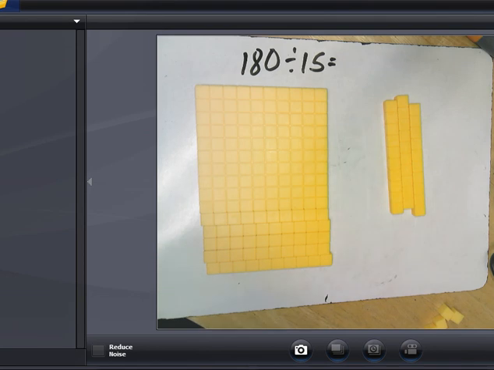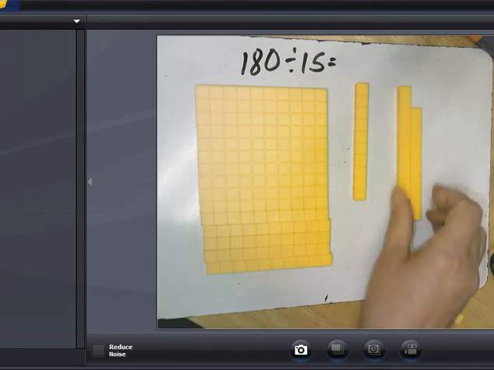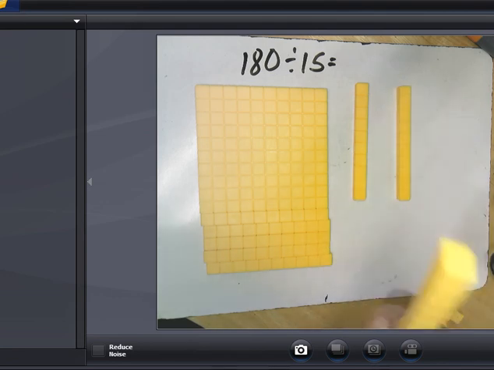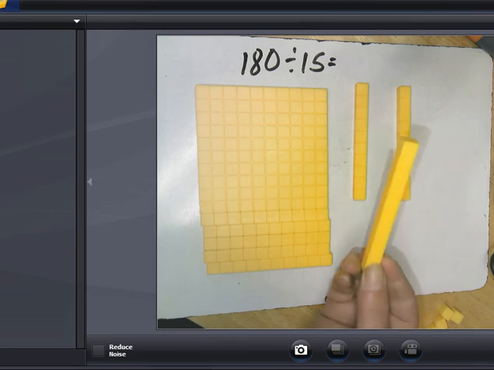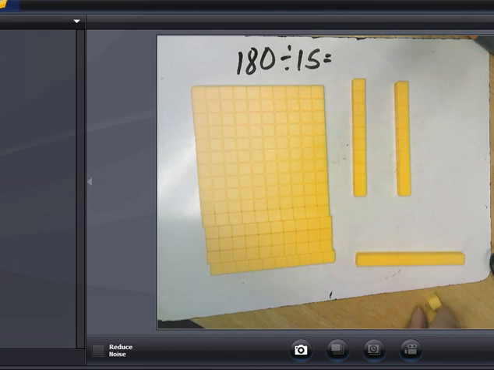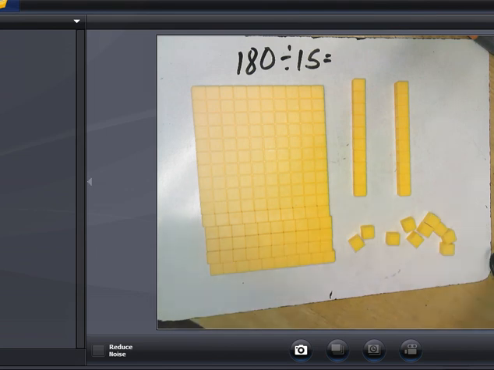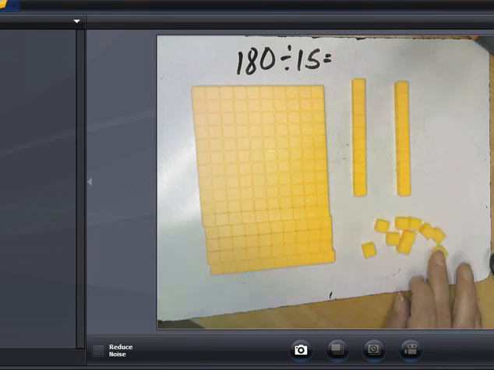Well, how am I going to do that? Well, I could put this here, but I can't put this there to make an equal group. But I know that there are 10 ones in this base 10 block. So I can exchange the 10 ones for that base 10 block. So now I have 10 ones.